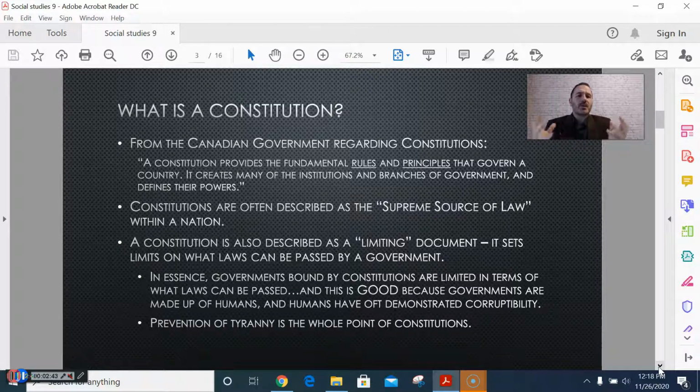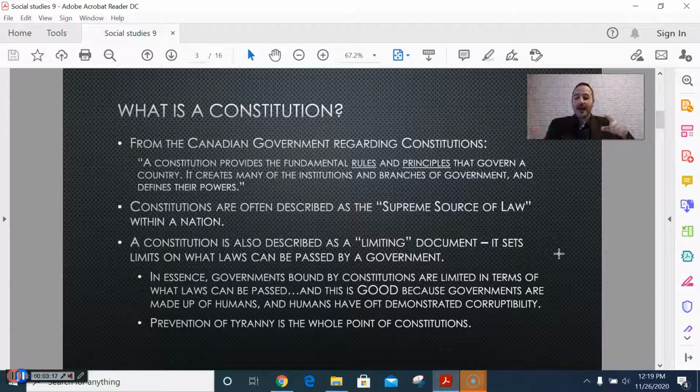So essentially, guys, what a constitution does is it sets, as it suggests on the slide right here, limits for government in terms of what it can do. And is that a good idea? Absolutely. And here's why. Setting limits on government is a good idea because governments are made up of people, and because people generally suck, right? And if you haven't had that experience yet, you will at some point in your life, right?